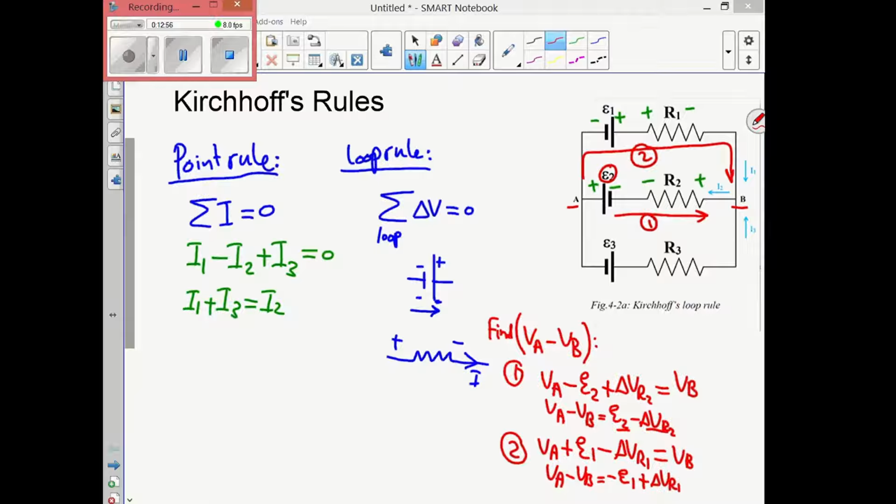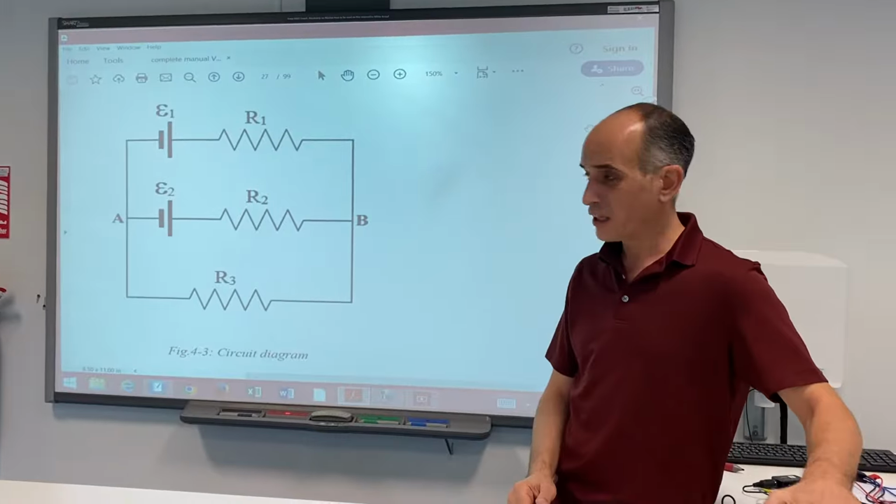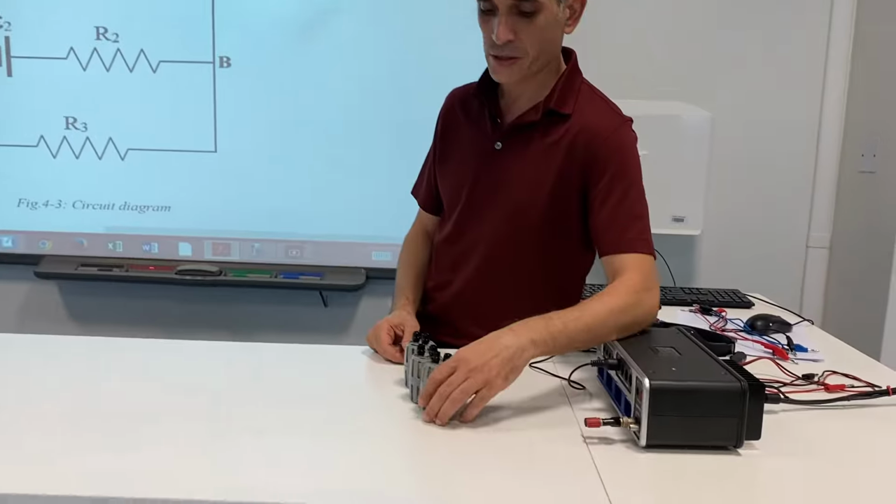So in this example, we used two routes to find the voltage difference between points A and B. In theory, the two values should be equal to each other, but experimentally, we may find only very minor differences between them. We will connect this circuit diagram using the interface and three resistors.